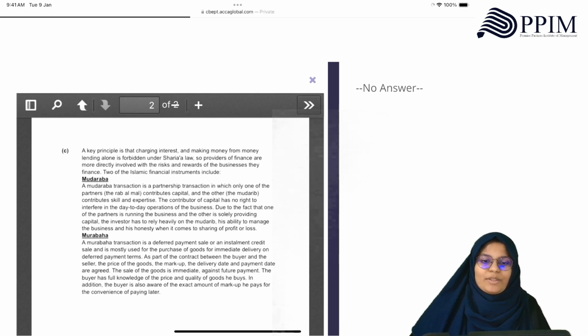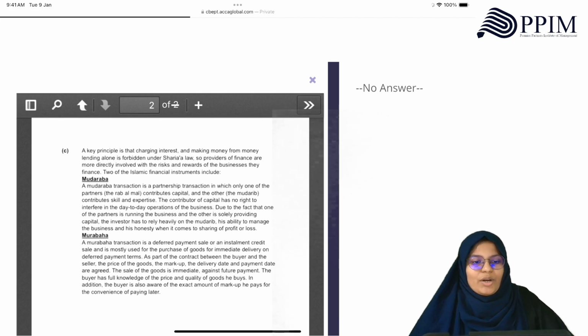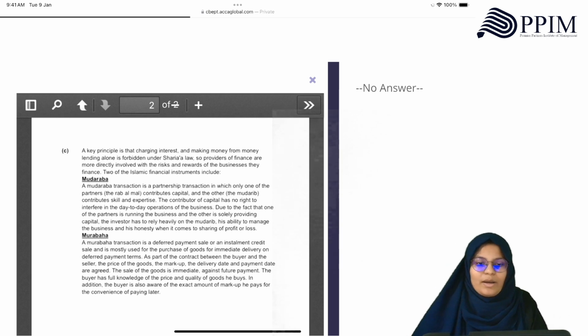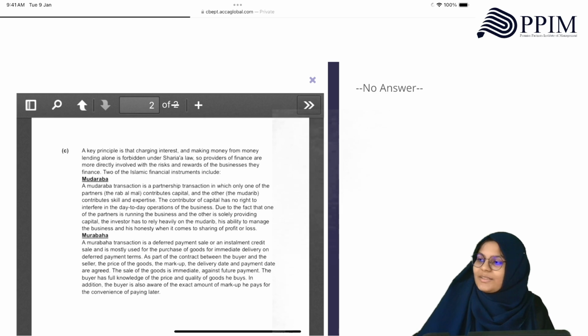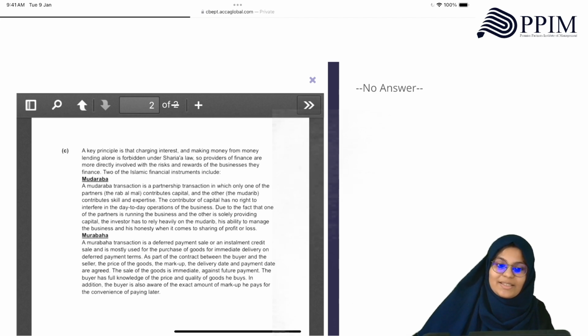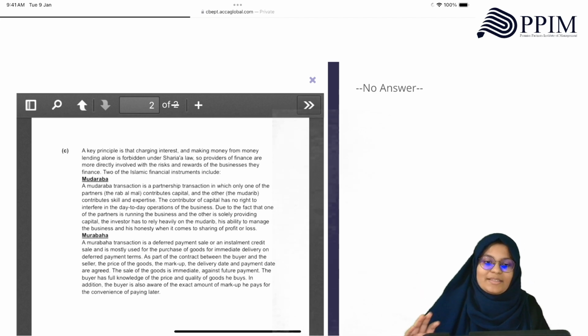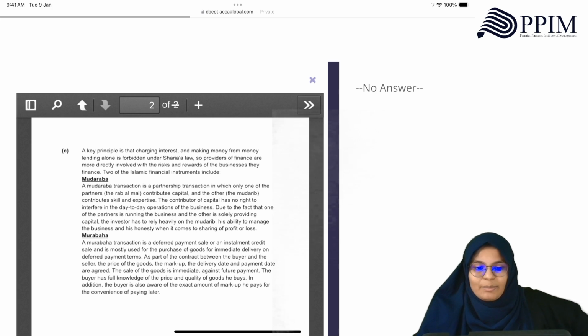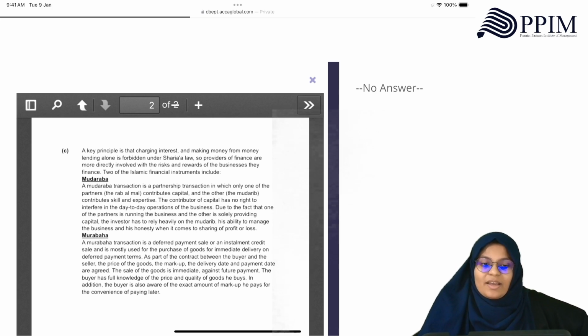So here they are talking about Mudaraba. It's a partnership where only one of the partners, we call the Rabul Mal, contributes capital, and the other person, the Mudarib, contributes skill and expertise. The person who gives capital does not interfere with the running of the business. Due to the fact that one of the partners is running the business and the other is solely providing capital, the investor has to rely heavily on the Mudarib, his ability to manage the business and his honesty when it comes to sharing of profit or loss.